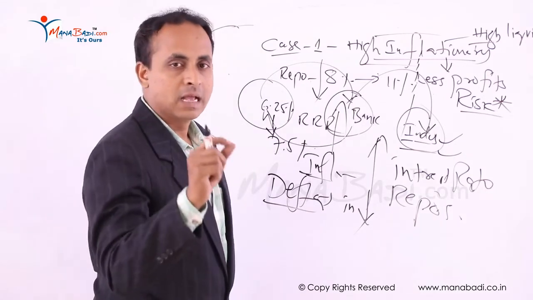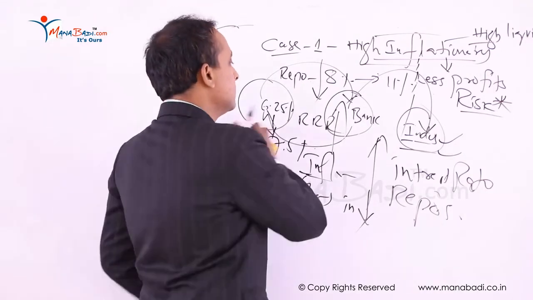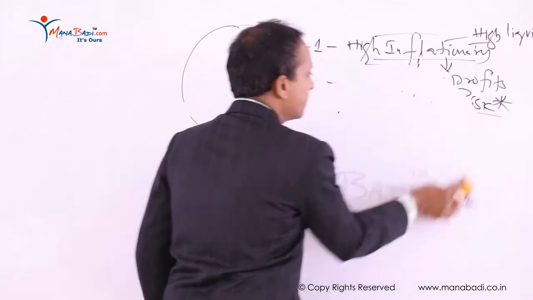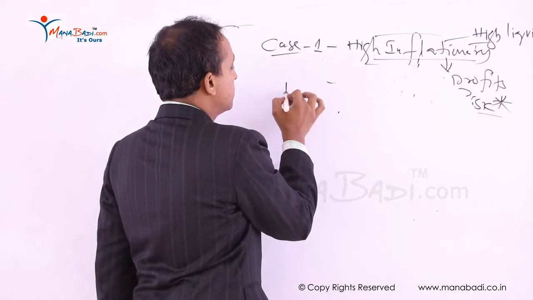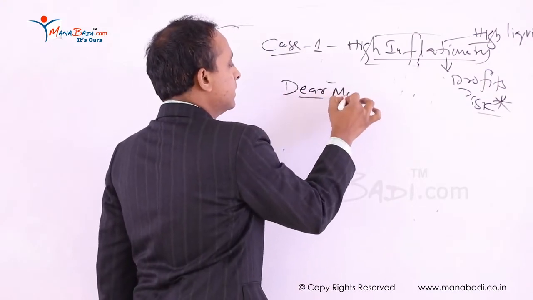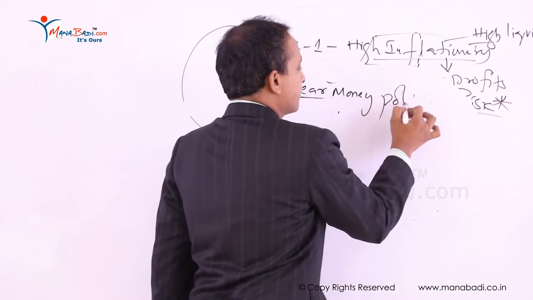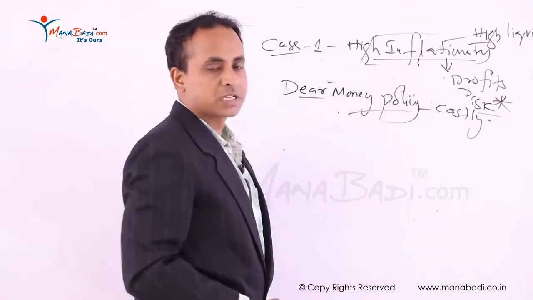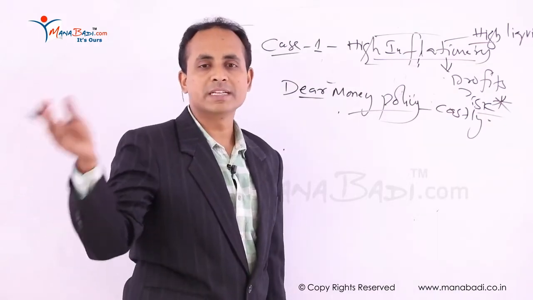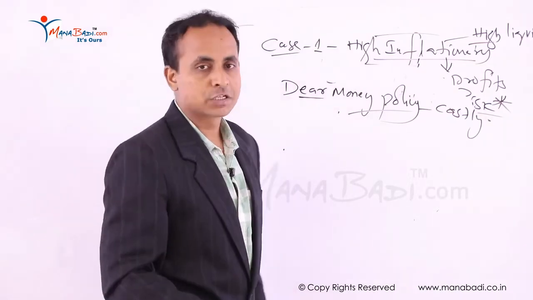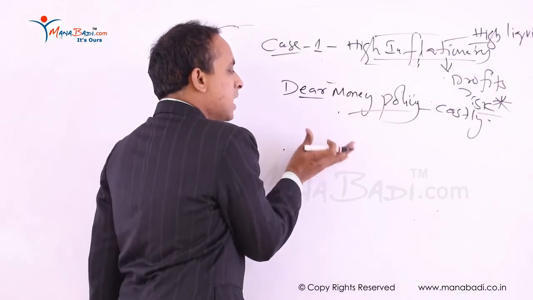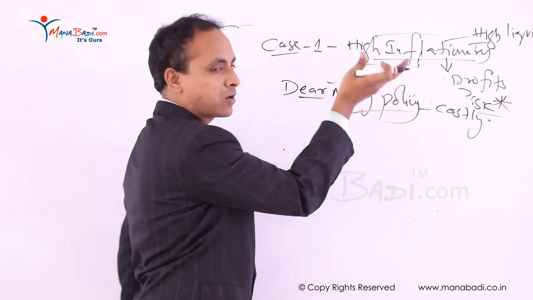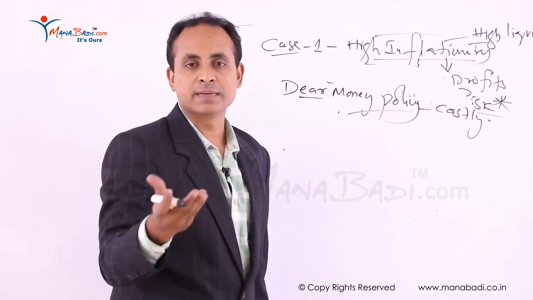Understand? Clear? At the end of this discussion, one important point is that during the inflation time, RBI will implement a dear money policy. Dear money meaning costly money. Understand? So you will get a question in the exam: during which condition does RBI implement dear money policy? During the inflation time. During inflation time, RBI increases the repo rates, that leads to costlier loans. Those costlier loans are called dear loans, dear money policy.